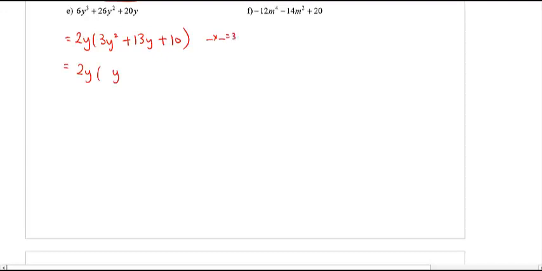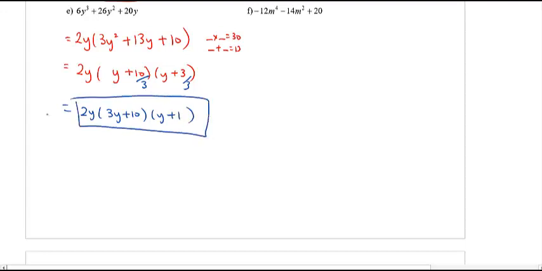Find two numbers that multiply to 30, add to 13, I think. Divide by the factor of a. Bottoms up. Simplify. Done. And for F, I think you can take out a -2.